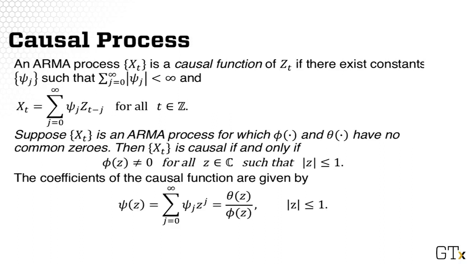In other words, for any z which is a solution to the equation phi(z) equal to 0, that z is larger than 1 in absolute value. Note that this condition implies that if a process is causal, it's also stationary, but not the reverse. That is, there are stationary ARMA processes which are not causal. Given the two polynomials of an ARMA process, we can then obtain the coefficients psi of the linear process representation using this relationship, which is an invertibility property of the AR polynomial. This relationship will come in handy in the estimation of the ARMA process and in prediction.